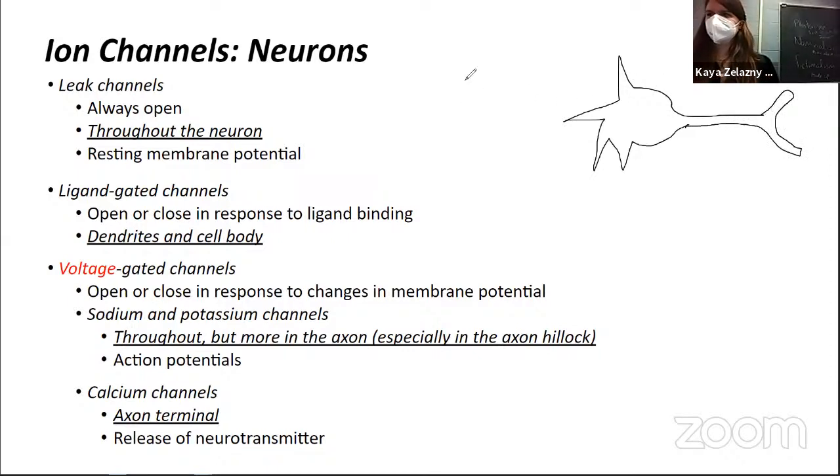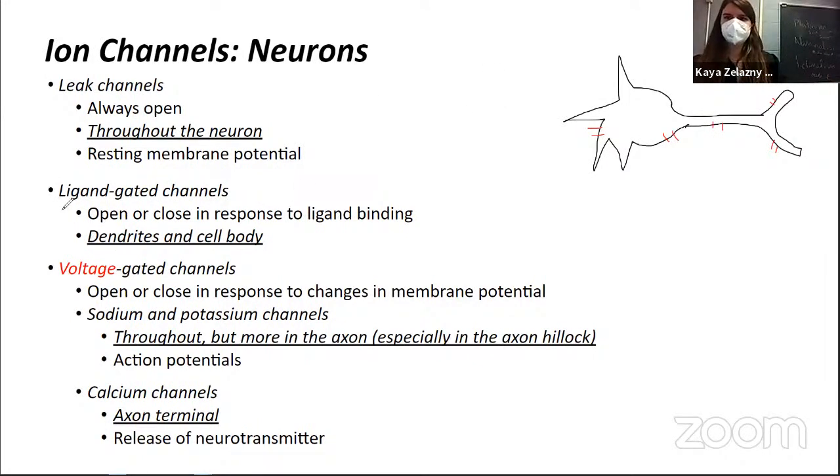Our leak channels are those that are always open and are maintaining our resting membrane potential. So we'd have them everywhere because they're keeping the neuron at that -70. We basically want all parts of the neuron to be at -70 at rest. It's not like the body of the cell, the round part, is at a different resting membrane potential than the terminals. Think of the whole thing as -70.